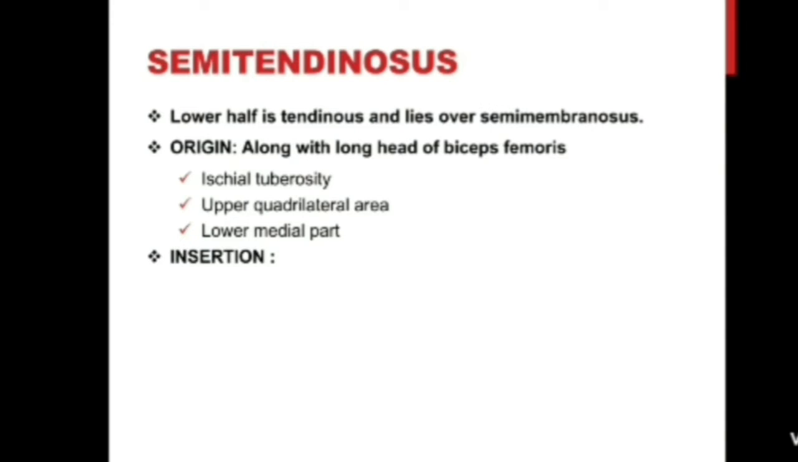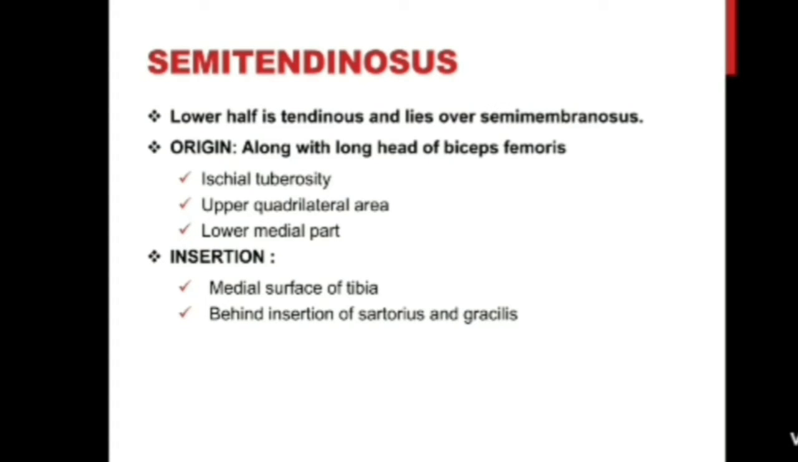Now let's take a look at the insertion of the semitendinosus. It's going to be inserted onto one of the bones of the leg. Which one? The tibia again, but the medial surface of the tibia, whereas semimembranosus was inserted onto the back of the medial condyle. So the medial surface of the tibia behind the insertion of the sartorius and gracilis, as we will visualize now. Then the nerve supply, as we know, is the tibial part of the sciatic nerve.